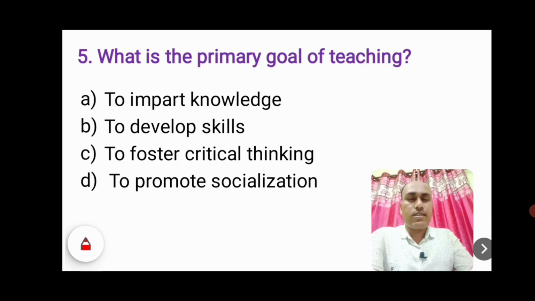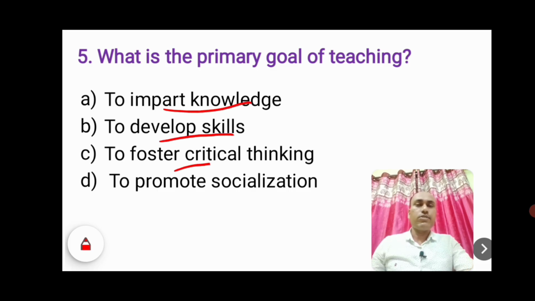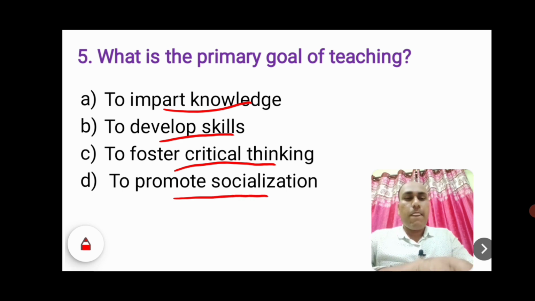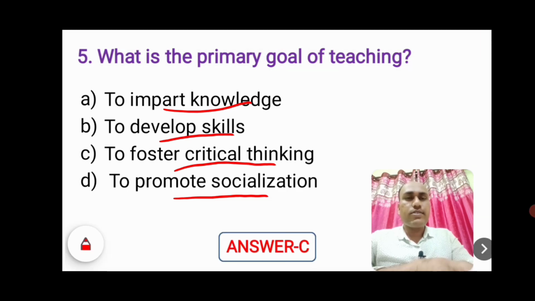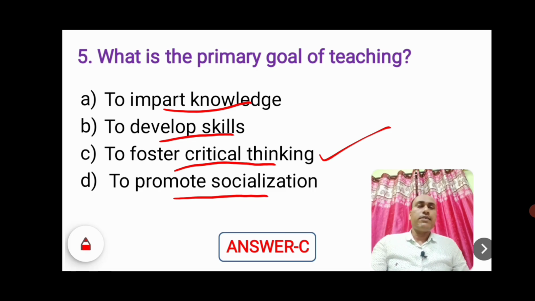And the next question, number 5: what is the primary goal of teaching? There are four goals written here. So what will be the primary goal? Option A, to impart knowledge. Option B, to develop skill. Option C, to foster critical thinking. Option D, to promote socialization. So what will be the answer? The answer will be option C, to foster critical thinking, because during the teaching profession, a teacher develops the ability of critical thinking. So it is the answer.